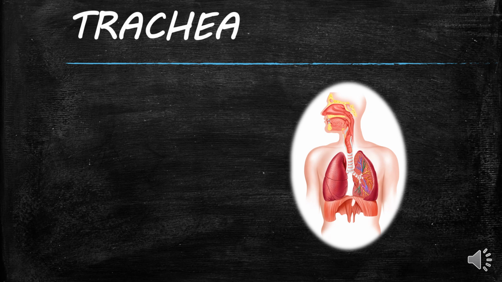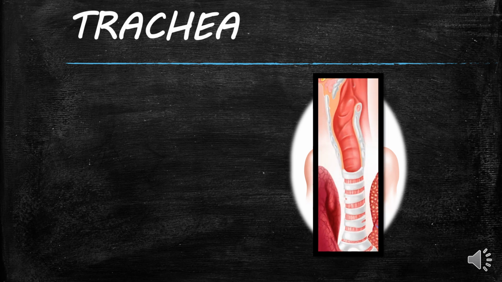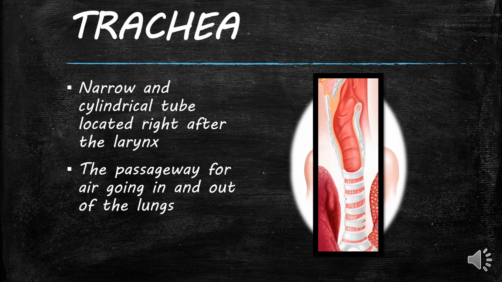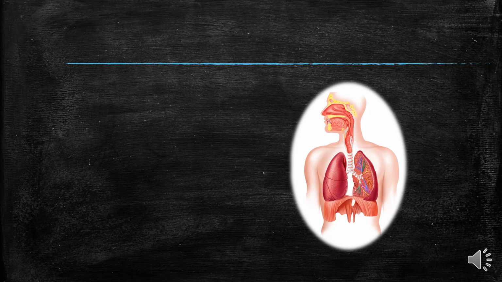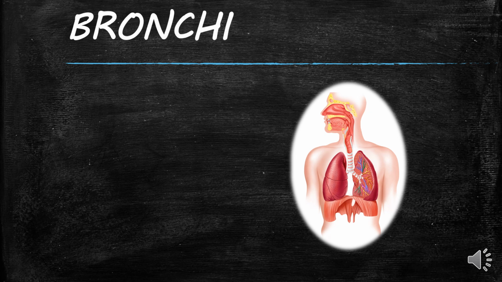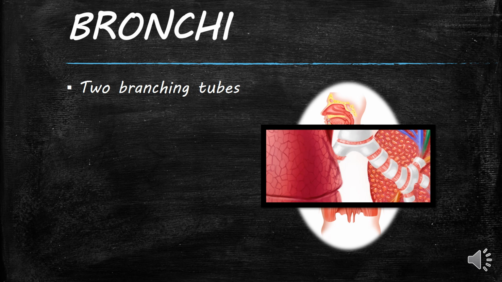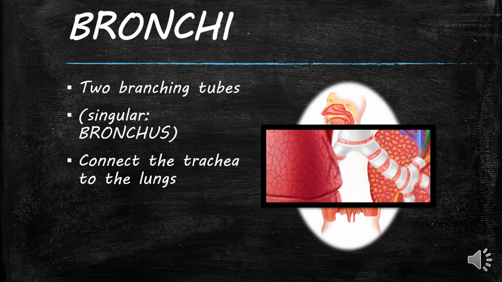Trachea. Trachea is a narrow cylindrical tube located right after the larynx. It is the passageway for air going in and out of the lungs. It is also known as the windpipe. Bronchi. Bronchi are two branching tubes. Singular is bronchus, plural is bronchi. It connects trachea to the lungs.